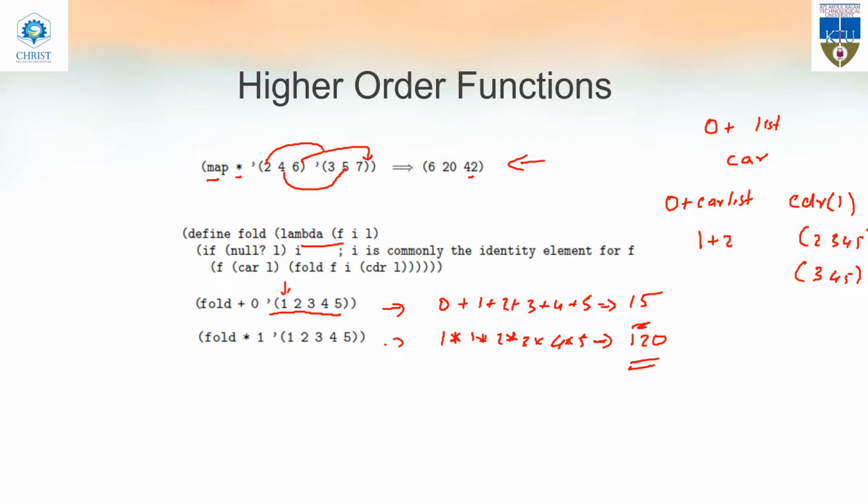Okay, when it is empty, what happens? All the elements will be added here, and it is stored in the variable I, and the I will be returned. That is, if null of list, then I is returned.